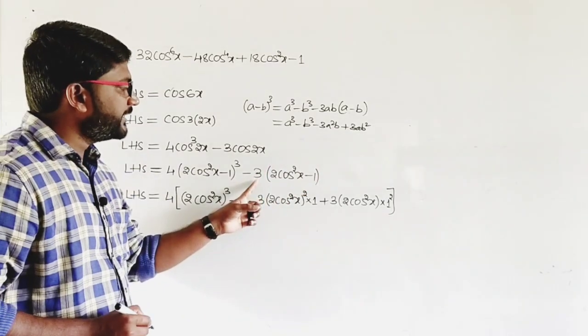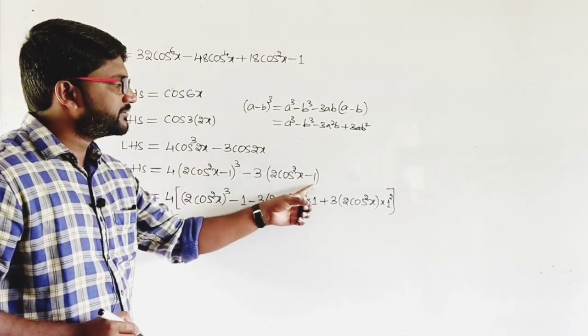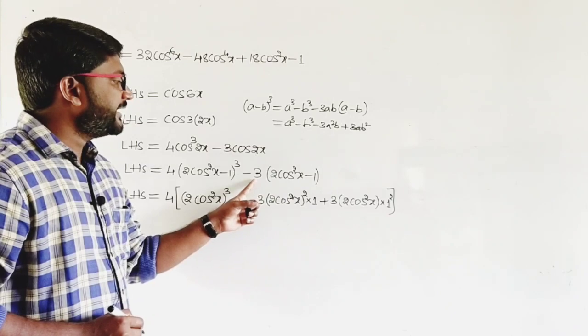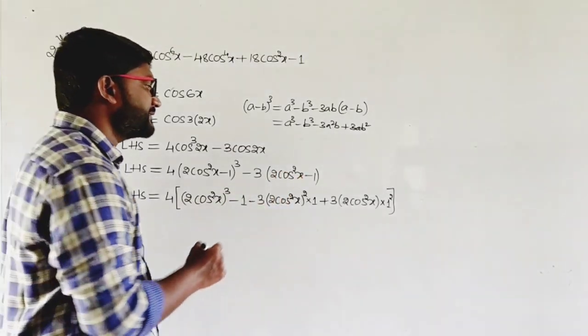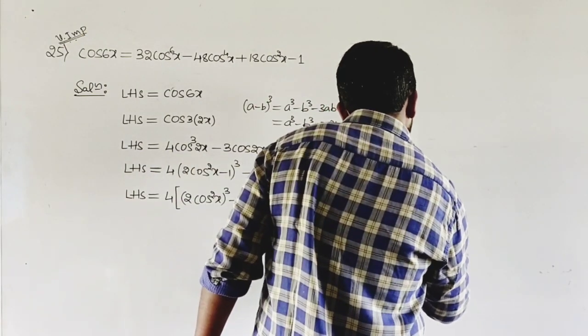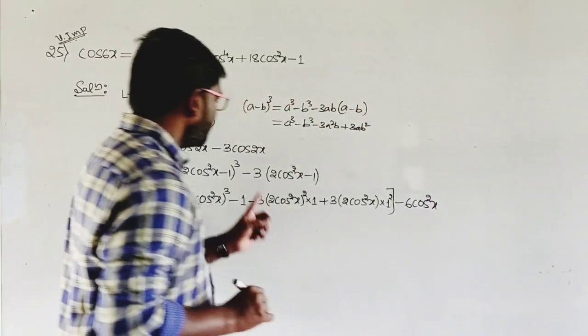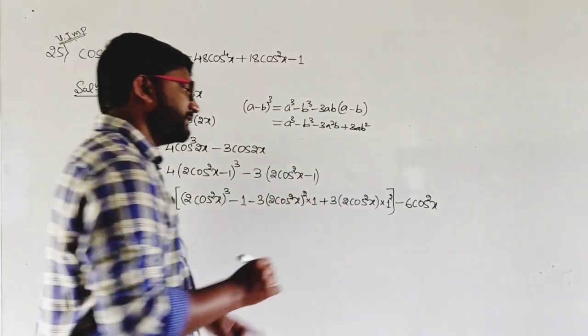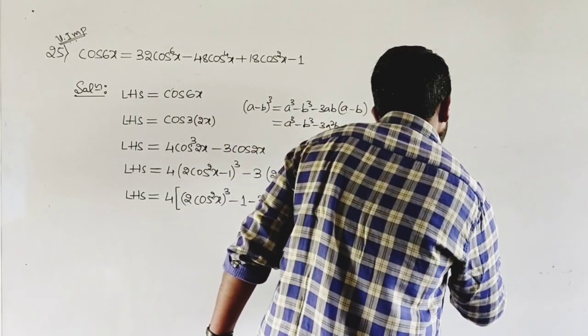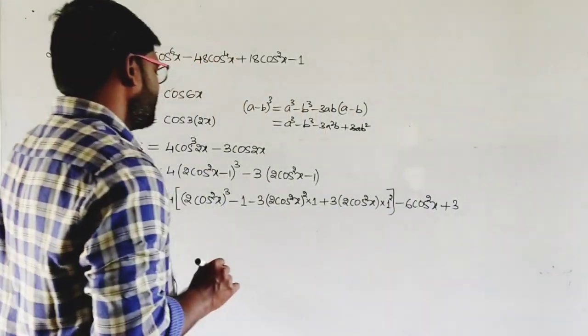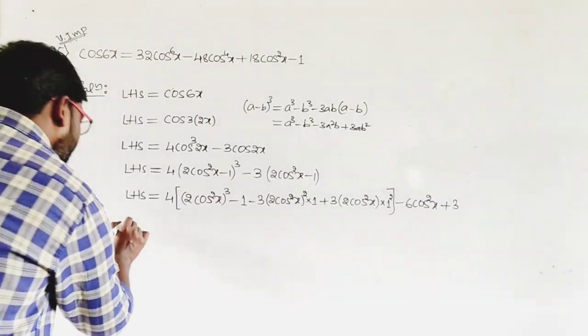Now minus 3 will be multiplied with the first term as well as with the second term. Minus 3 into this will give us minus 6 cos square x. Then minus into minus will be plus 3. We get plus 3. So now we'll simplify this further.